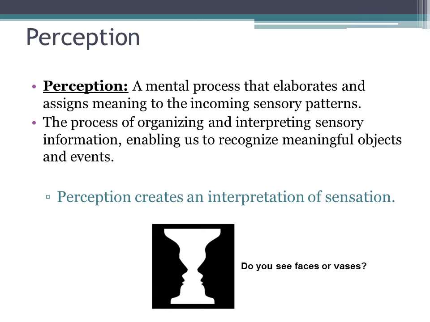So once it goes to the brain, then your brain interprets that message. You're seeing light hit the screen or the page, and how are you understanding that, or how is your brain interpreting it? So perception is a mental process that elaborates and assigns meaning to incoming sensory patterns. It's the process of organizing and interpreting sensory information. It enables us to recognize meaningful objects and events. Perception creates an interpretation of sensation.